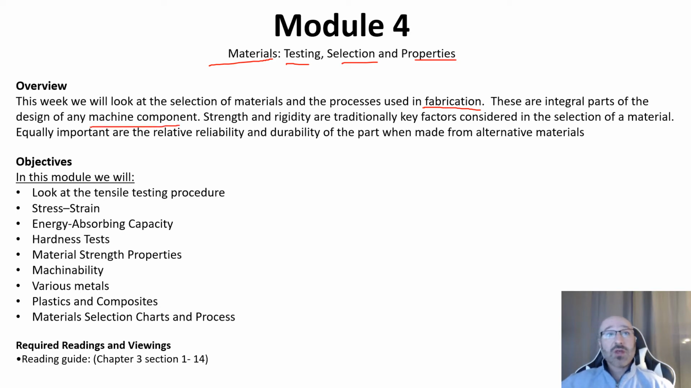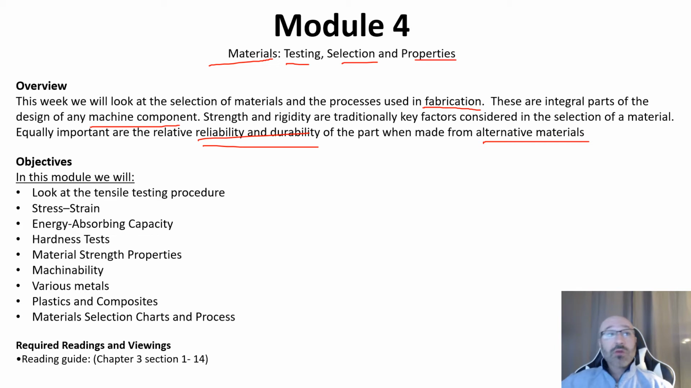Strength and rigidity are traditionally key factors in the selection of material, but equally important are the relative reliability and durability of the part made from these alternative materials. So if you're trying to get a material that is environmentally safe, lighter weight, or cheaper, we still need to consider the reliability and durability of those parts.